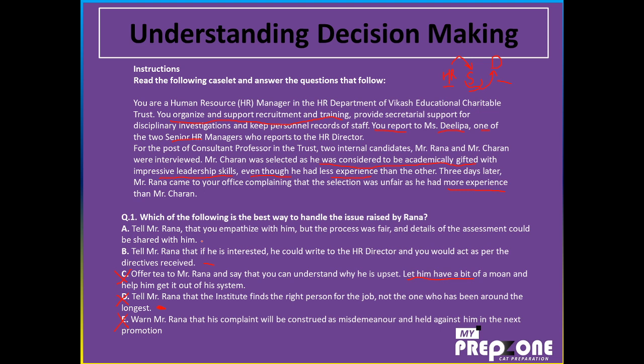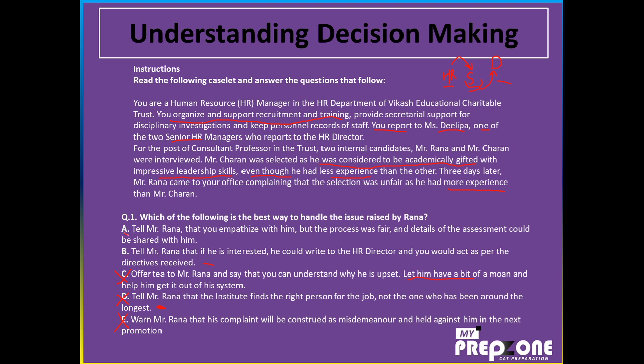Now guys, here is one thing you need to understand. When I talk about decision making, it doesn't mean that there has to be one answer that will be correct and every other answer will be wrong. There will be one answer that will be more correct than the other answers. Understand this thing. That is why it is decision making.